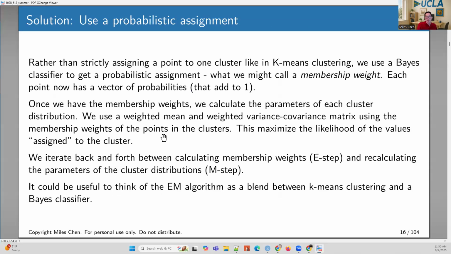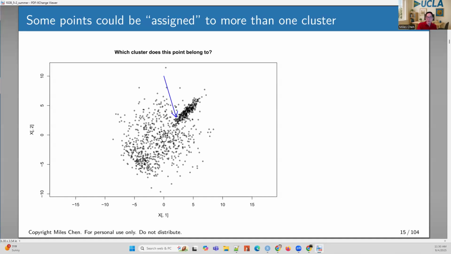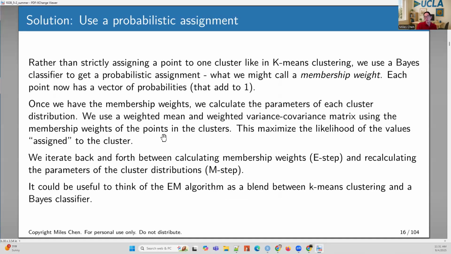So this slide says, when you're dealing with a point like this, we are going to use a probabilistic assignment. Rather than strictly assigning a point to one cluster, like in k-means clustering, we're going to use the Bayes classifier to get a probabilistic assignment. We're going to call this the membership weight. So each point is now going to have a vector of membership weights that add up to 1.